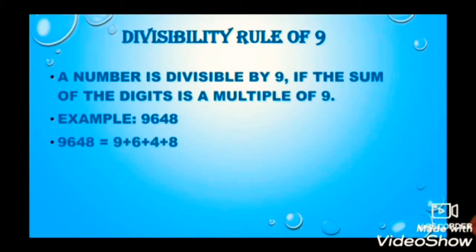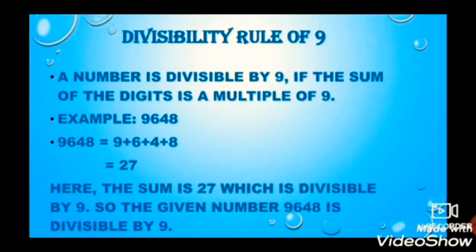Let us see an example. 9648. The sum of the digits 9 plus 6 plus 4 plus 8 gives 27. Here, the sum is 27, which is divisible by 9. So, the given number 9648 is divisible by 9.